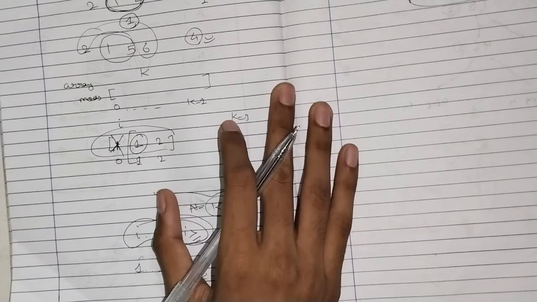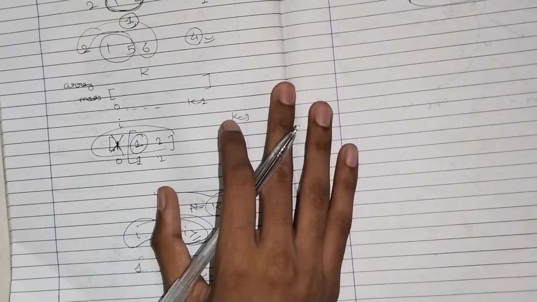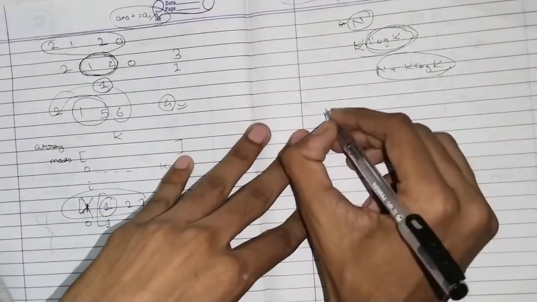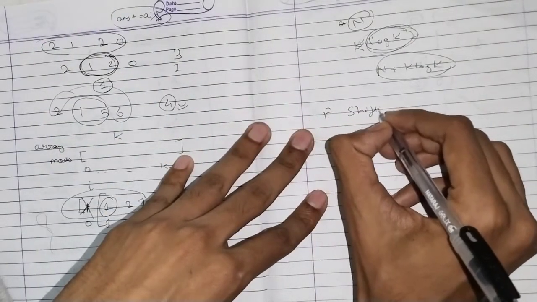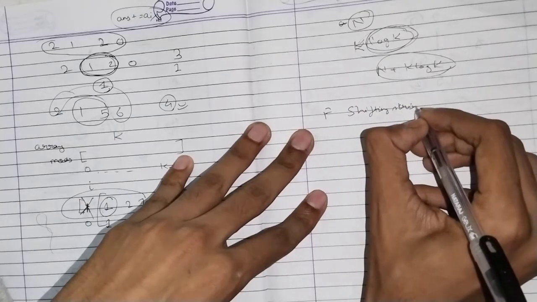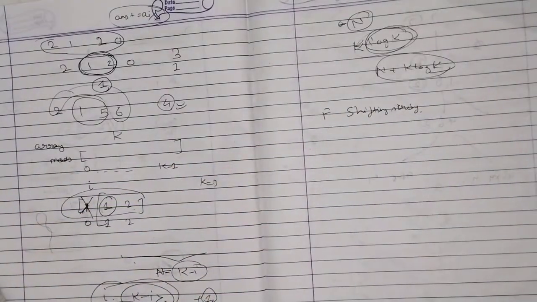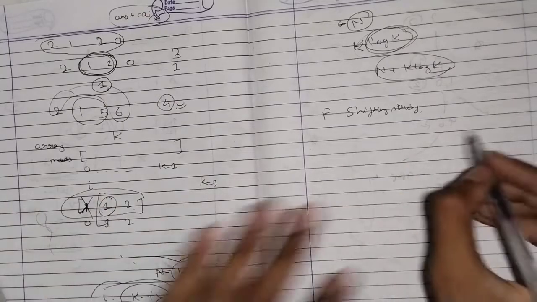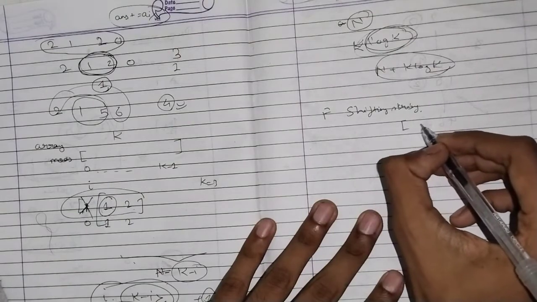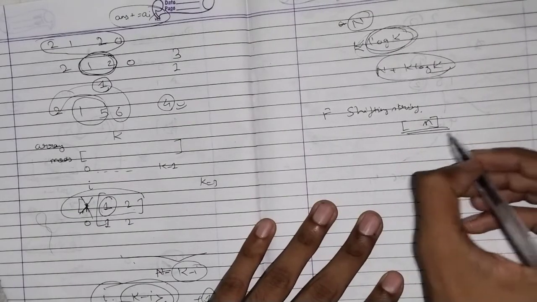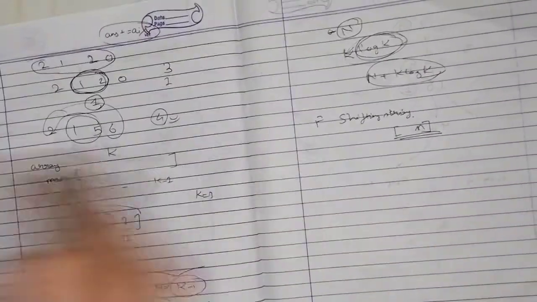So moving on to the last question, which I couldn't solve. I'm still trying to see. So F's question is shifting string. In this question, shifting string, you are given a permutation of length n, and a string of a similar length.